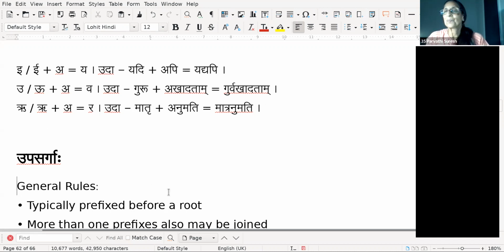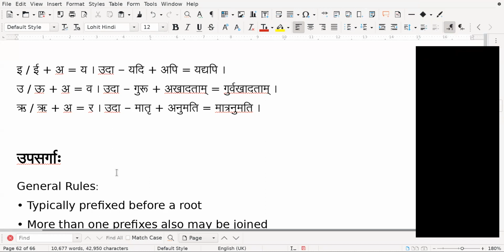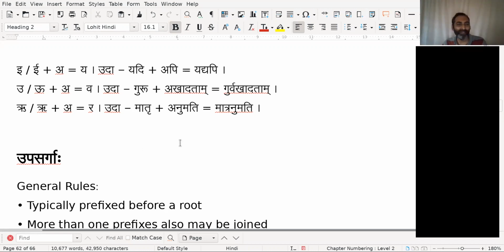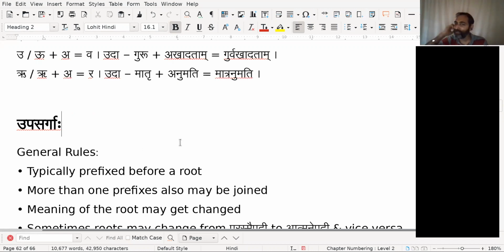Upasarga is a prefix. The suffix and prefix. So upasargaha is prefix, and prefixes is the plural, bahuvachanam. So there are, again, general rules. And in fact, in Sanskritam, there are 22 prefixes. That's all.